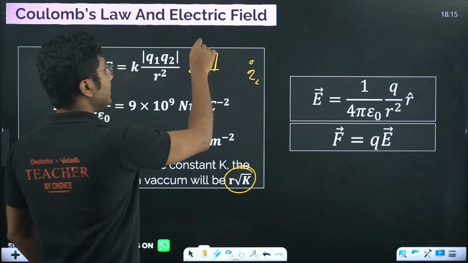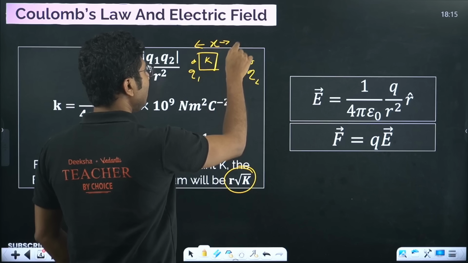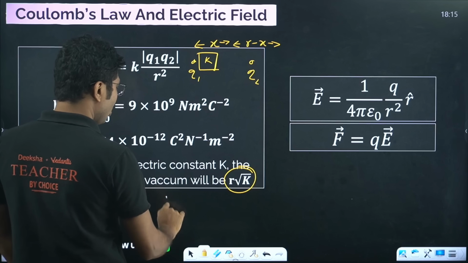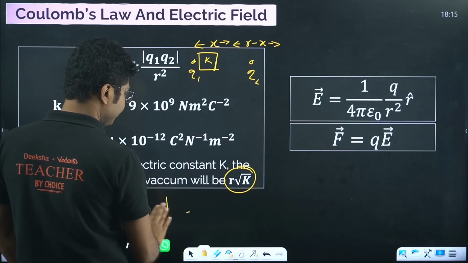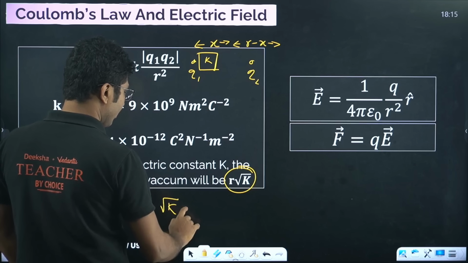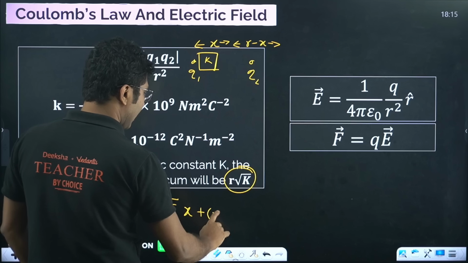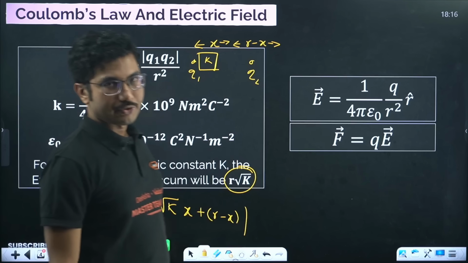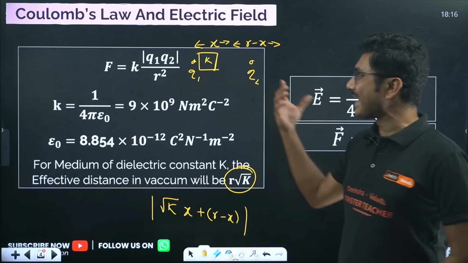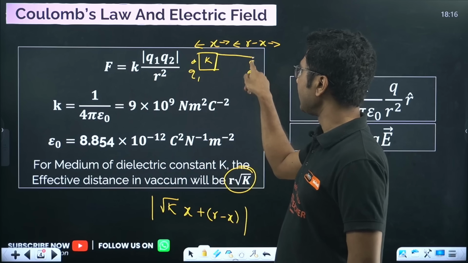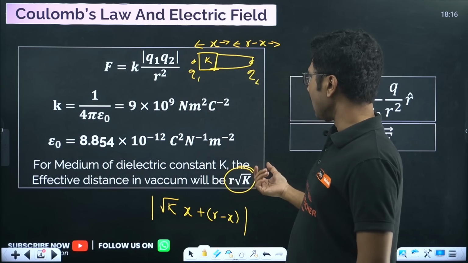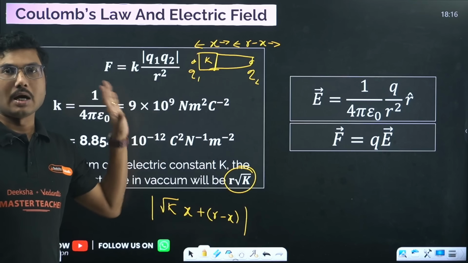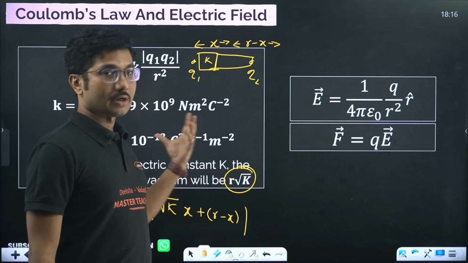So if the distance is x, this distance is r minus x, okay, so the total effective distance will be root k into x plus r minus x. So this will be the effective distance, and this distance you have to substitute in this equation to get the force. Now if the entire element is filled with dielectric constant, then simply putting root k times r in place of r should give you the answer. So this is how you can remember what all the formulas are, what all the important concepts are that I have to remember.